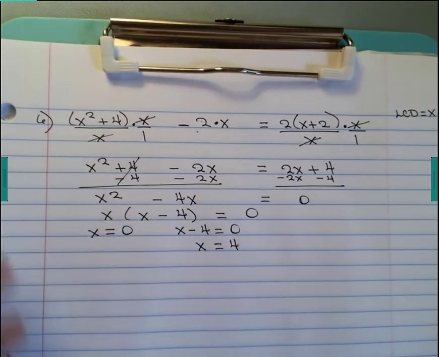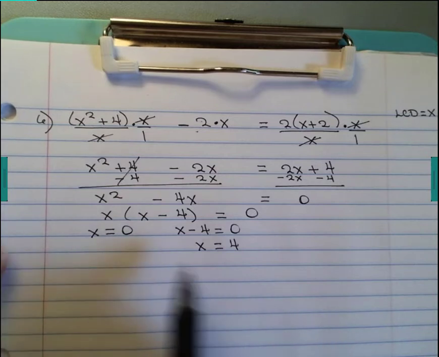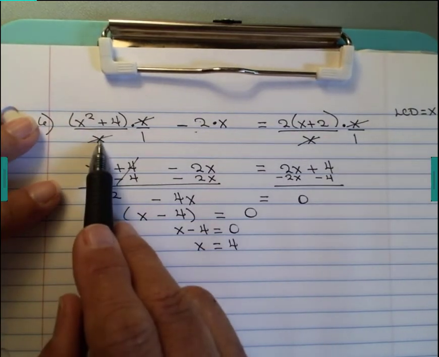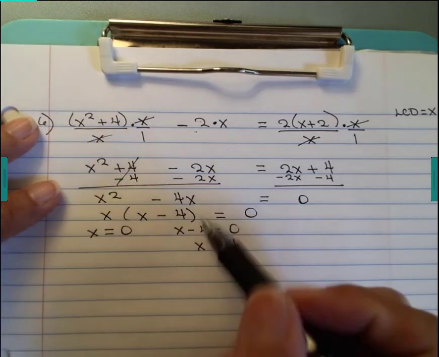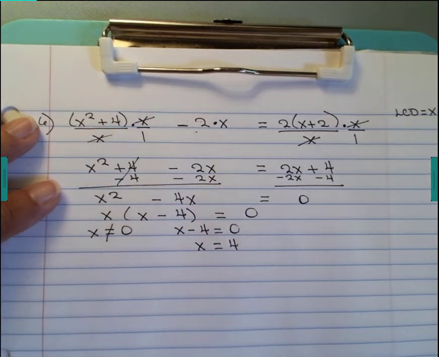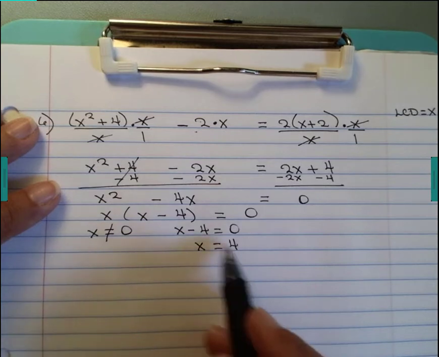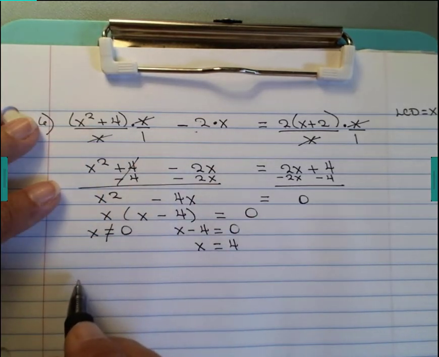I got to go check them out and see if they'll work. Is there going to be one of them might cause me problems? If I put in 0 for x, it's going to cause an invalid condition right here at the very beginning. So I'm going to automatically say that one won't work. Let's try putting in 4 for x.